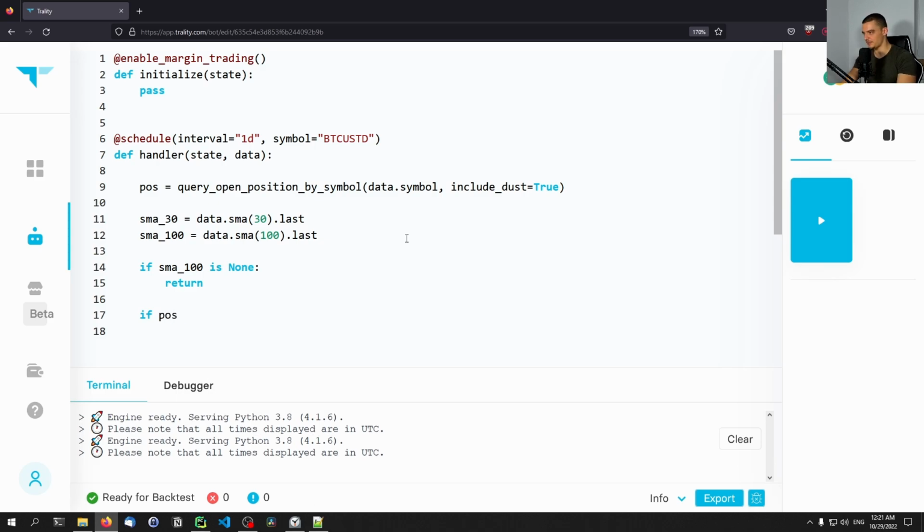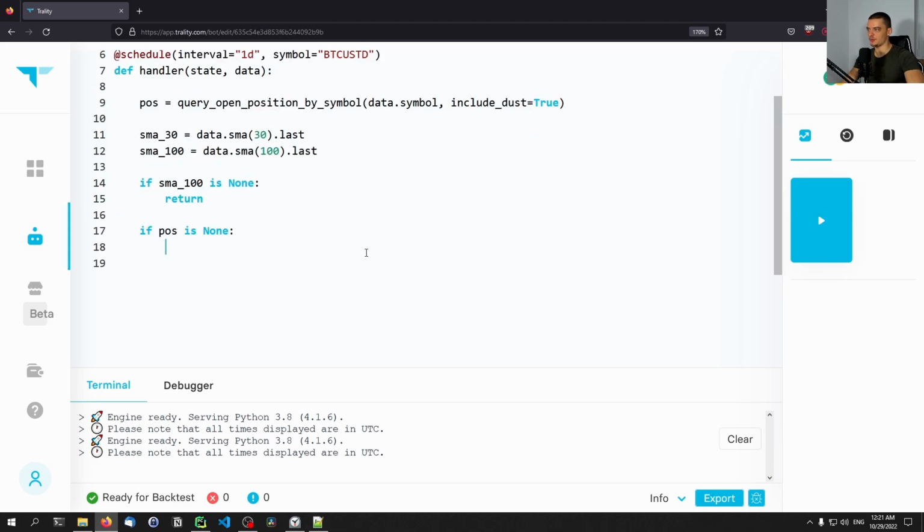And we're now going to say if we have a position, or actually if we don't have a position, so if the position is none, we're going to determine whether we want to buy Bitcoin or not. And we're going to do that by saying if the simple moving average of 30 days is above the 100-day moving average, then we want to buy Bitcoin.